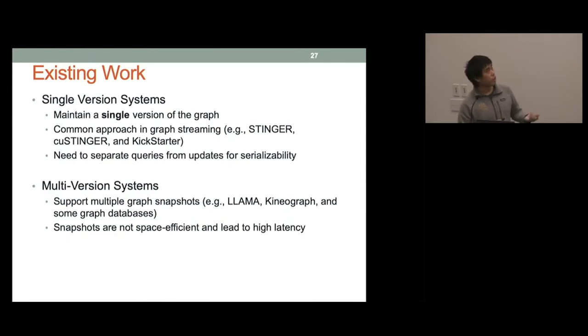And for the single version systems, we also get high latency because the queries have to wait for the updates and vice versa, so we get high latency for one of the two types of operations, or even both if we keep switching the type of operations we're doing.